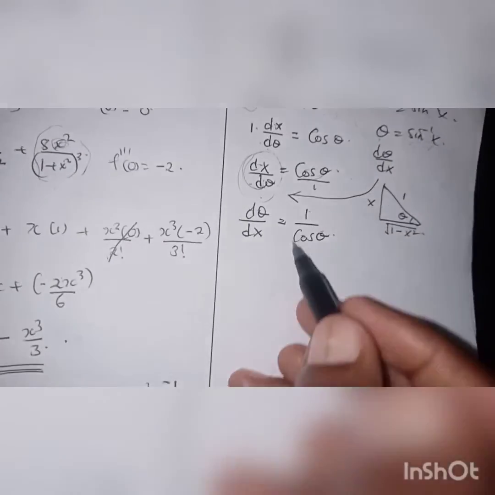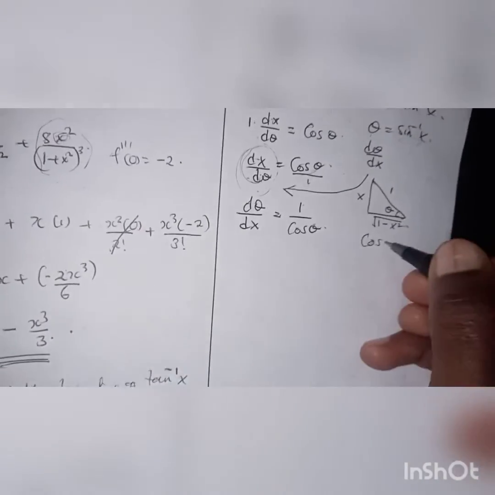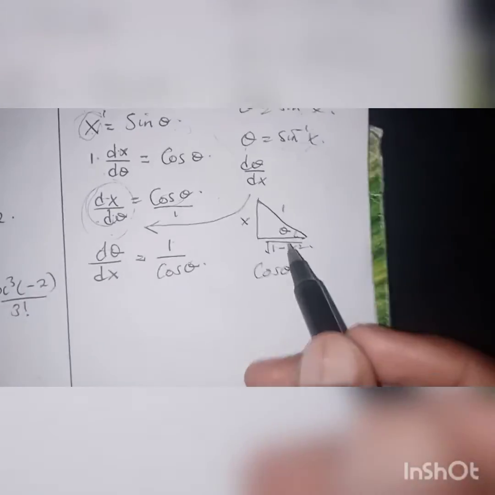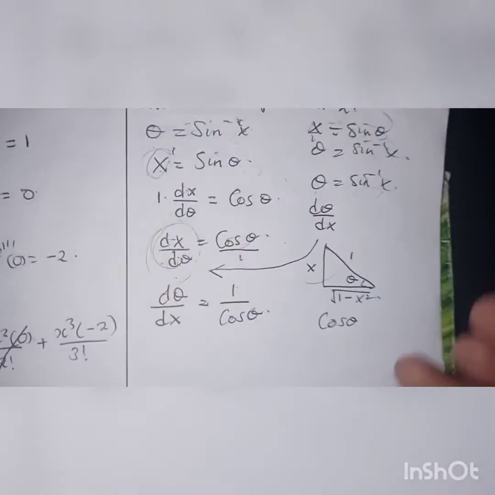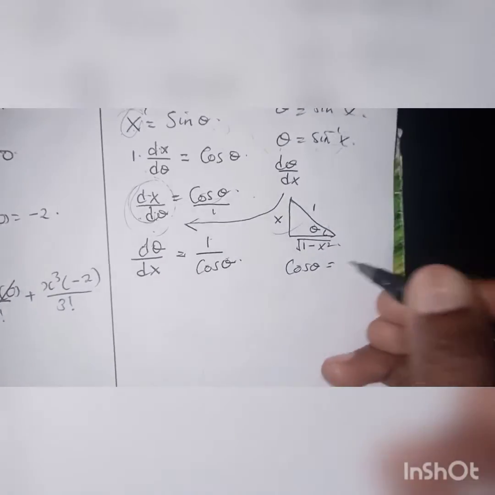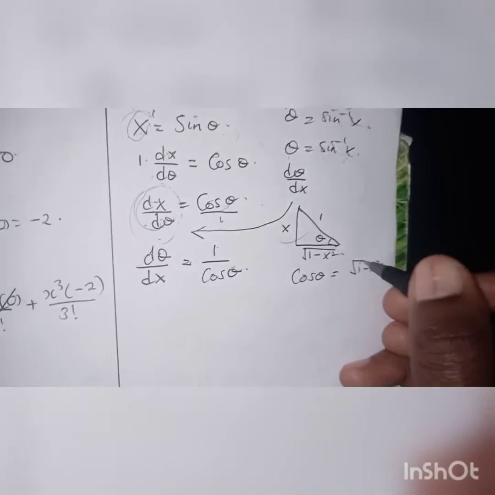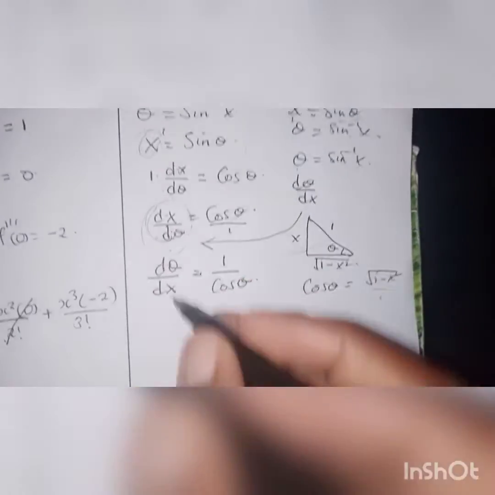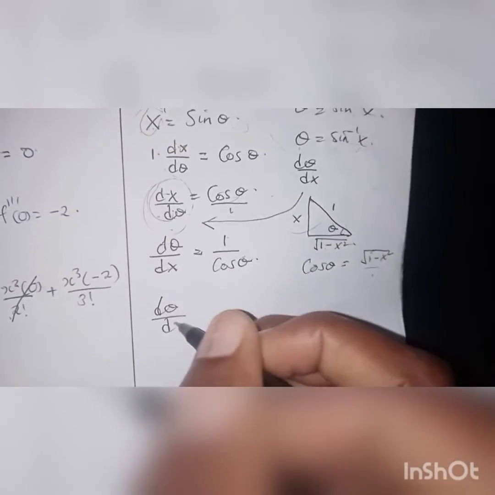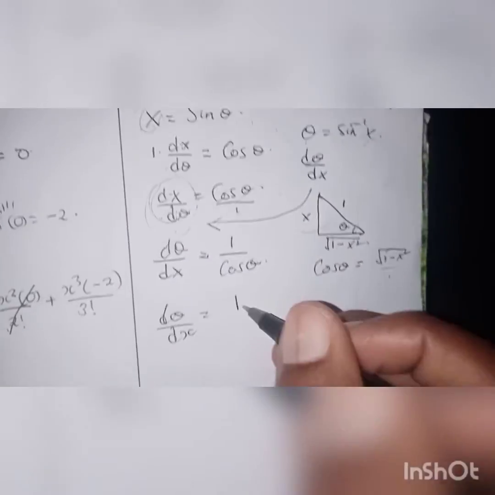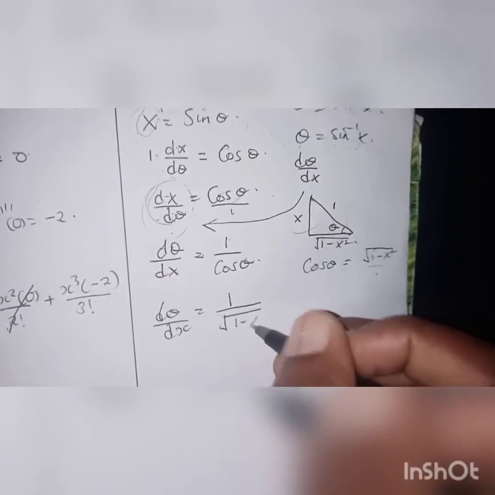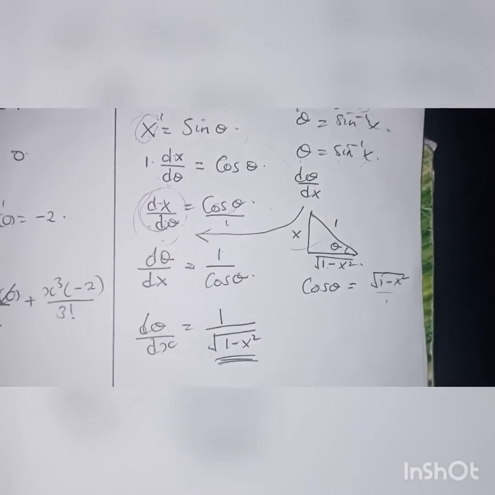Now how can we get cos theta from this triangle? For us to turn it to be in terms of x, you have to apply this principle. Therefore cos theta is just equal to adjacent over hypotenuse, which equals root of 1 minus x squared all over 1. So we have our function being root of 1 minus x squared. Therefore d theta over dx should be 1 over the square root of 1 minus x squared. This is our derivative for sine inverse of x.